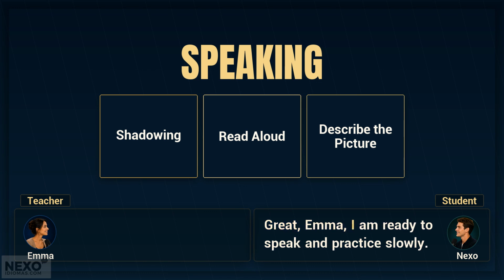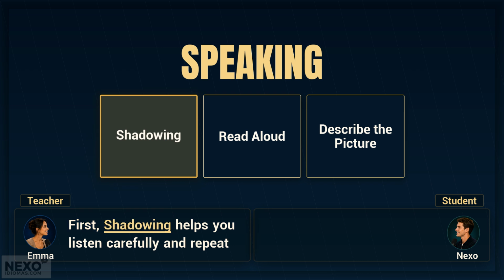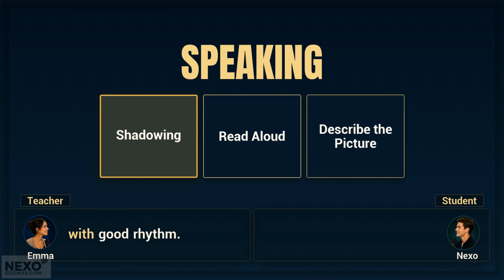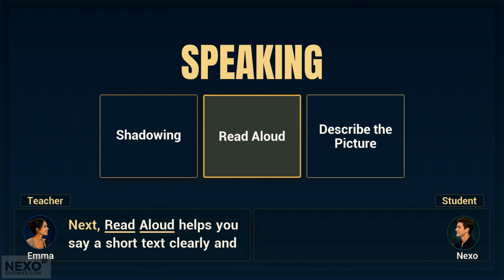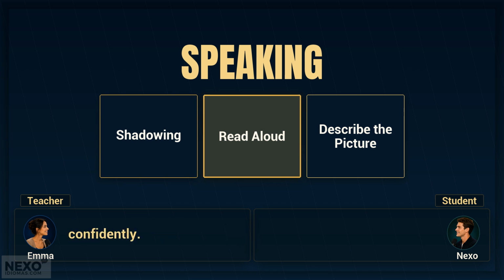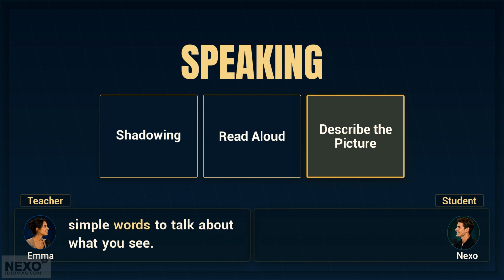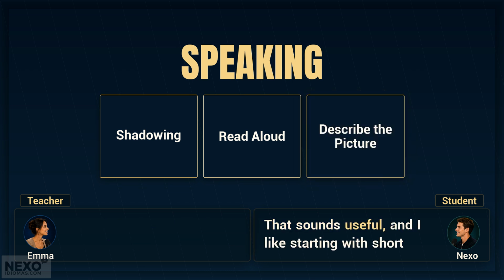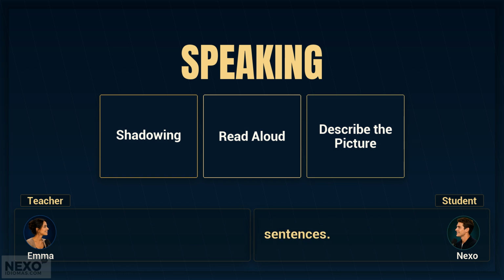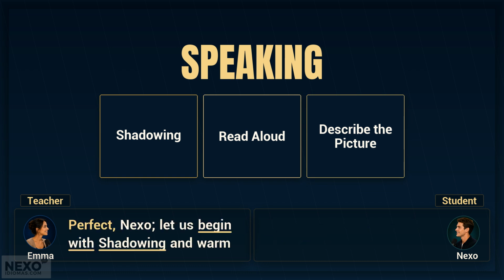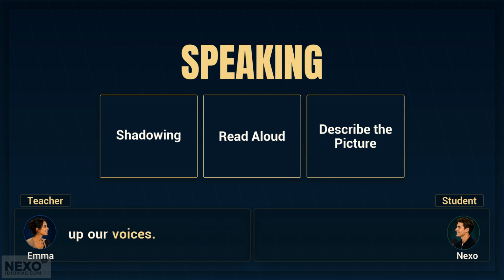Great, Emma. I am ready to speak and practice slowly. First, shadowing helps you listen carefully and repeat with good rhythm. Next, read aloud helps you say a short text clearly and confidently. Finally, describe the picture helps you use simple words to talk about what you see. That sounds useful, and I like starting with short sentences. Perfect, Nexo. Let us begin with shadowing and warm up our voices.